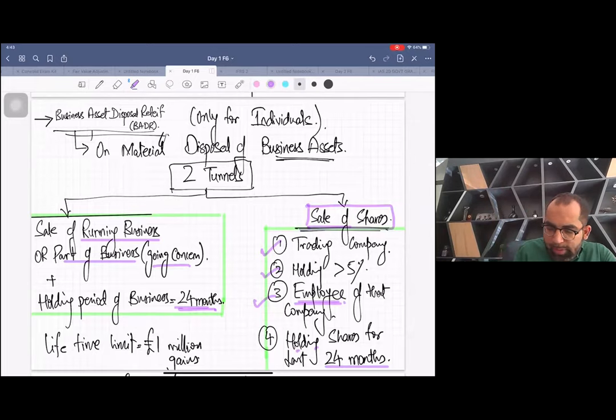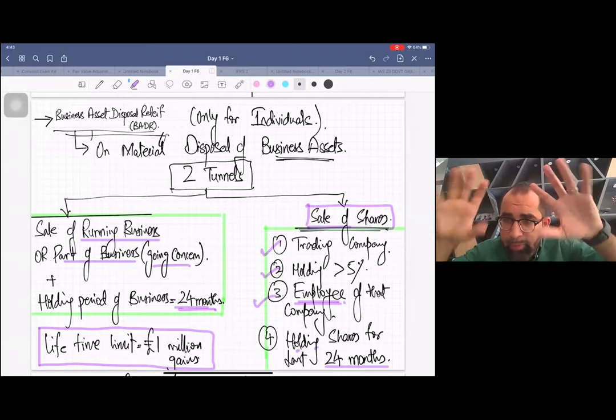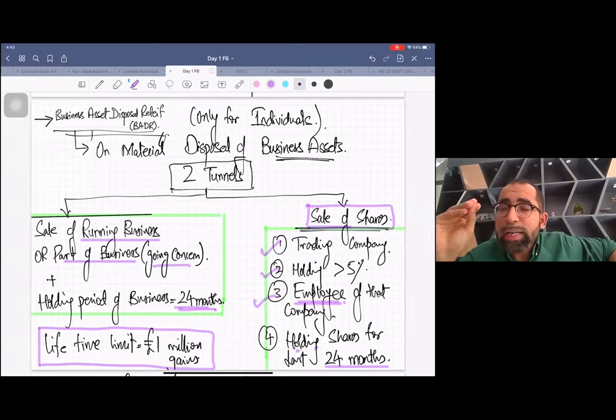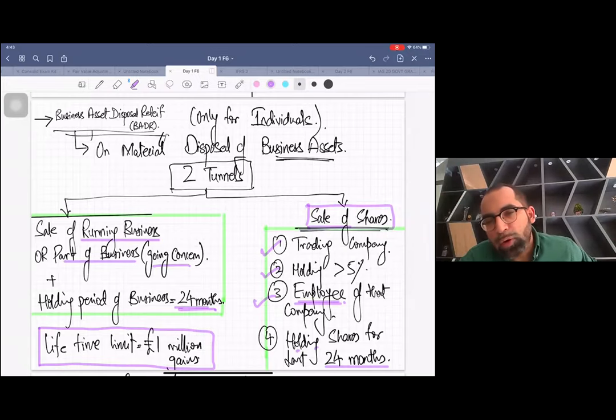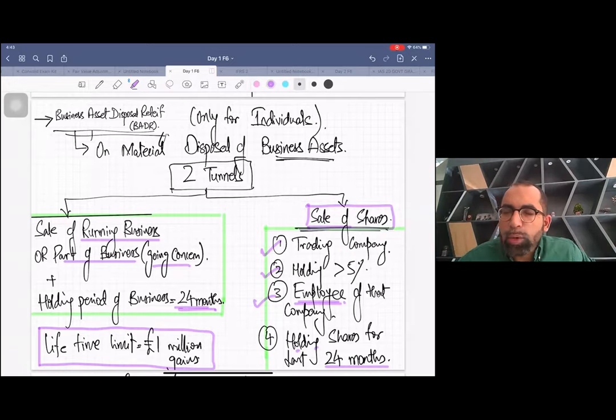Now, what is the lifetime limit? What is the lifetime limit of BADR? The lifetime limit is only 1 million of gains. In your life, you can only claim BADR, business asset disposal relief, on 1 million of gains. Once you have claimed BADR on 1 million of gains, then you are no more eligible for BADR. That's finished. Whatever conditions you meet, you are not eligible now. So 1 million is the limit.